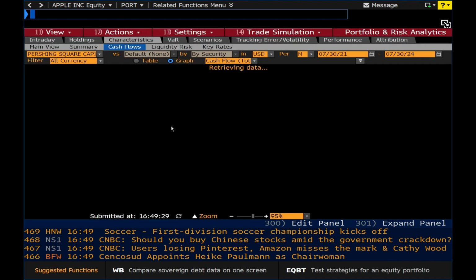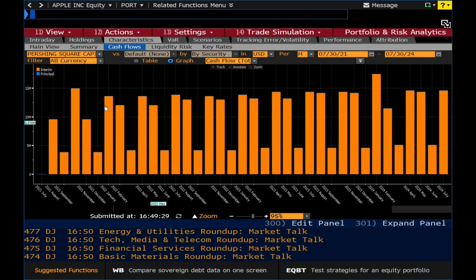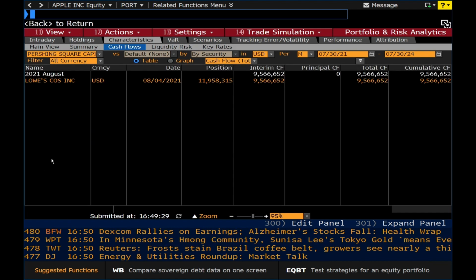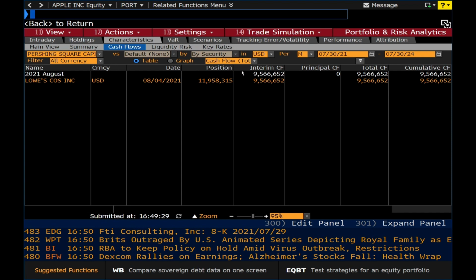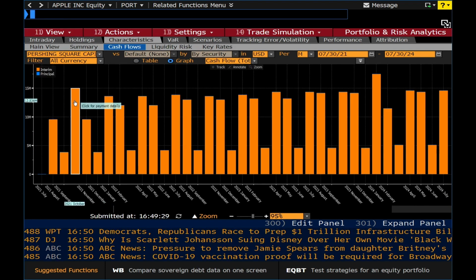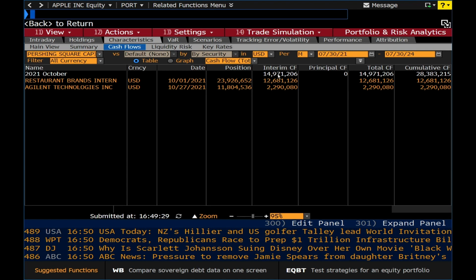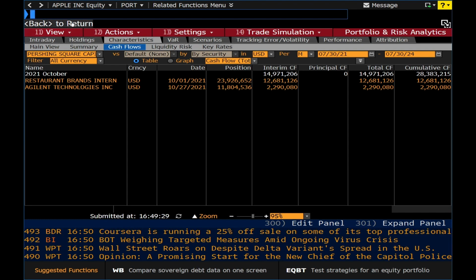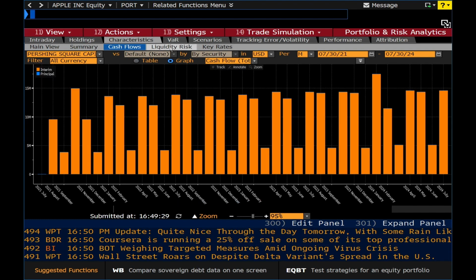Cash flow is quite interesting. This is a pretty substantial portfolio, so the cash flows from dividend payments on positions are going to be substantial too. If I click here on August 2021, next month, you will see they're expecting over $9.5 million in dividend payments on their Lowe's position. If we go to October here, almost $15 million in dividend payments on these two positions.